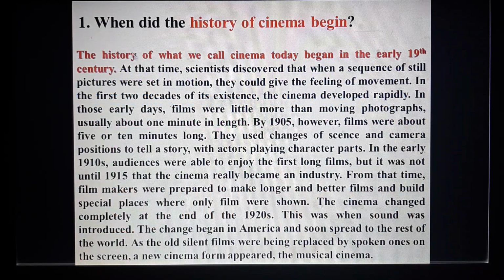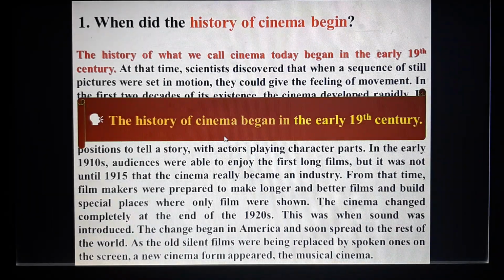Now question 1. When did the history of cinema begin? Look at the clue. The history of what we call cinema today began in the early 19th century. So the answer is the history of cinema began in the early 19th century.